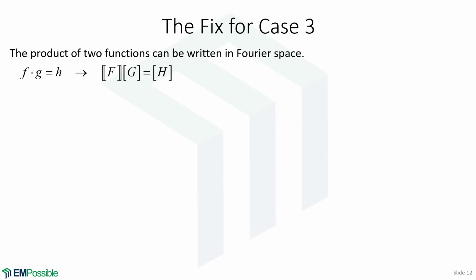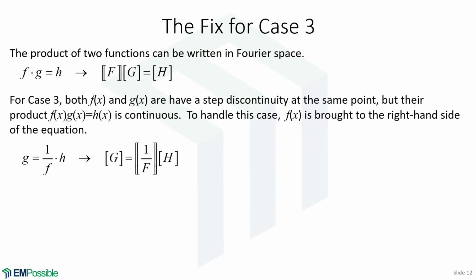Okay, let's think about case 3 and how we're going to fix this. Case 3 means both f and g have a step discontinuity at the same point, but for whatever reason, their product happens to be continuous. So h is continuous. Let's think about that. So we can kind of jump to our matrix form this way, and let's think about what happens. So let's take f over to the other side of the equation. So now we have g equals 1 over f times h.